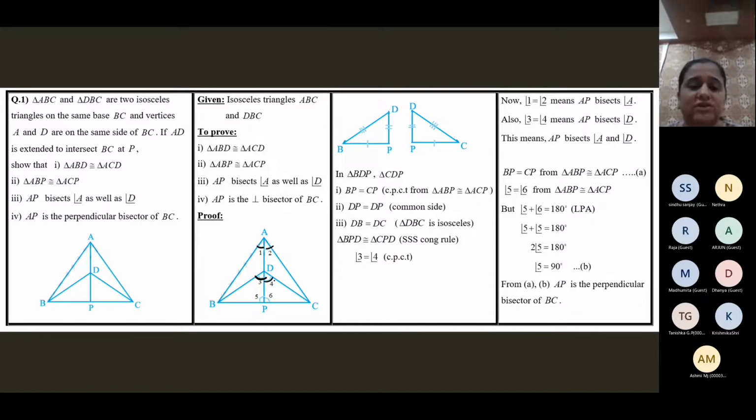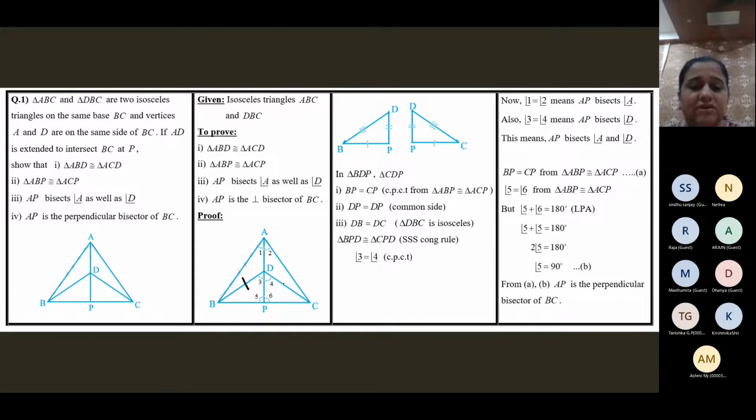So how do we prove that 3 is equal to 4? This is one of the ways. You can do it without congruency also, I'll tell you that. Now this is using congruency. Where is angle 3? In triangle BDP. Where is angle 4? In triangle CDP. So we take up these two triangles, because angle 3 is in this triangle and angle 4 is in this triangle.